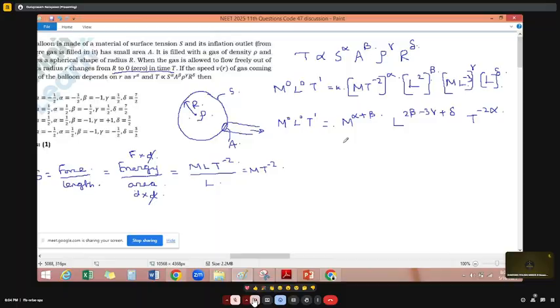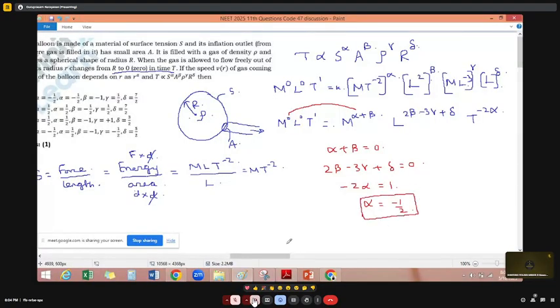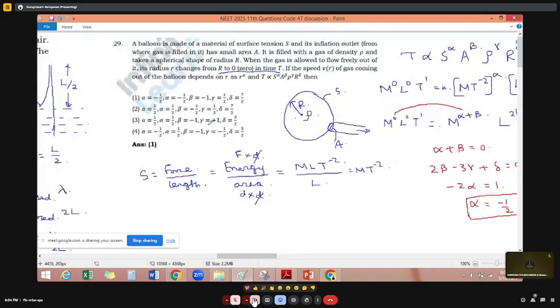Let's see. So alpha plus beta will be equal to 0, right? And 2 beta minus 3 gamma plus delta is equal to 0, because this one is 0. And minus 2 alpha is equal to 1. So that means alpha is equal to minus 1 by 2. So we already found one unknown. So alpha is equal to minus 1 by 2.